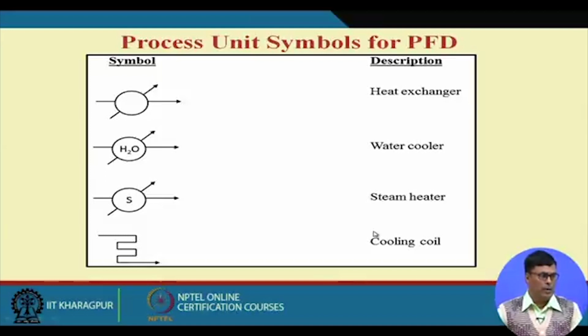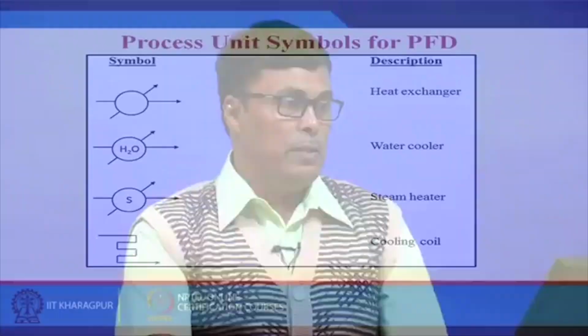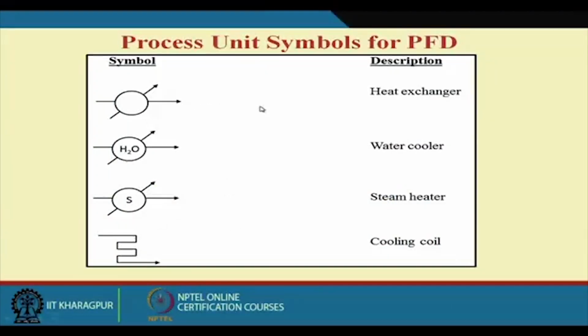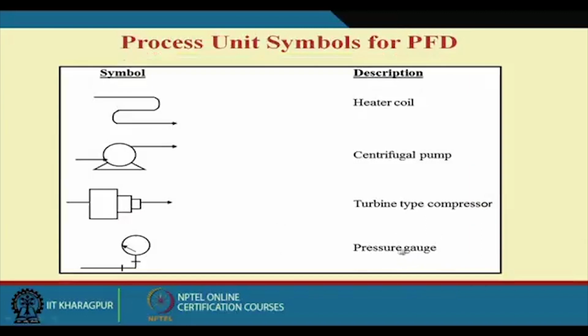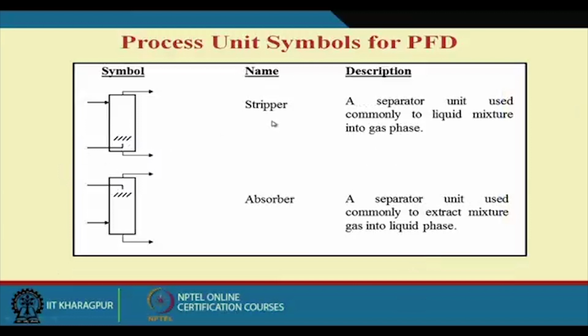Now, as I told you, different processes have different units, so they have different symbols, because we shall have to use them. Then and only then can we easily find out what each unit is. For example, this symbol we consider as the heat exchanger. This symbol is considered as the water cooler. This symbol is considered as a steam heater. This type of symbol is considered as a cooling coil. This is considered as the heater coil. This is the centrifugal pump. This is considered as a turbine type compressor. This is considered as a pressure gauge. Then this is considered the stripper.